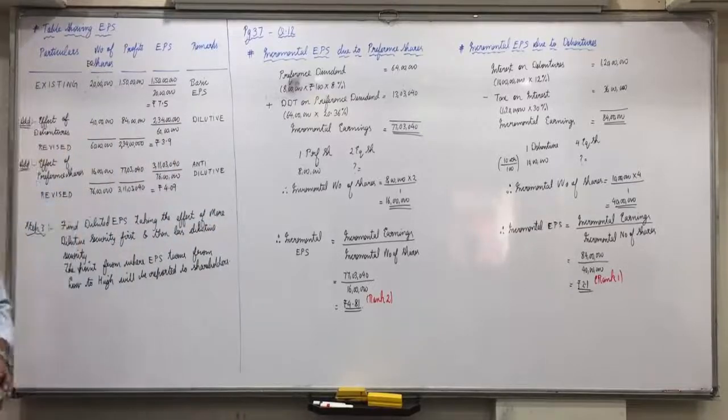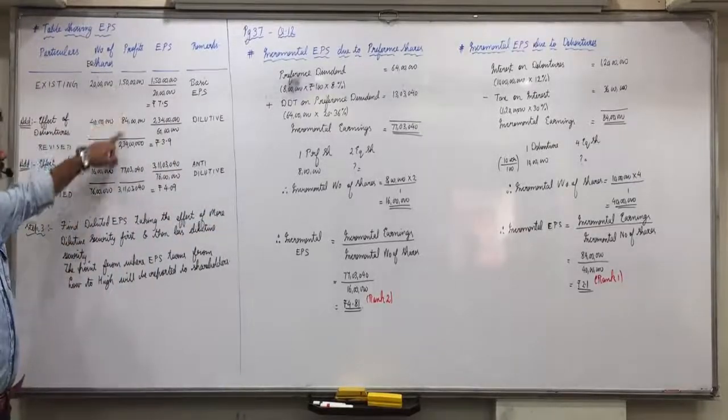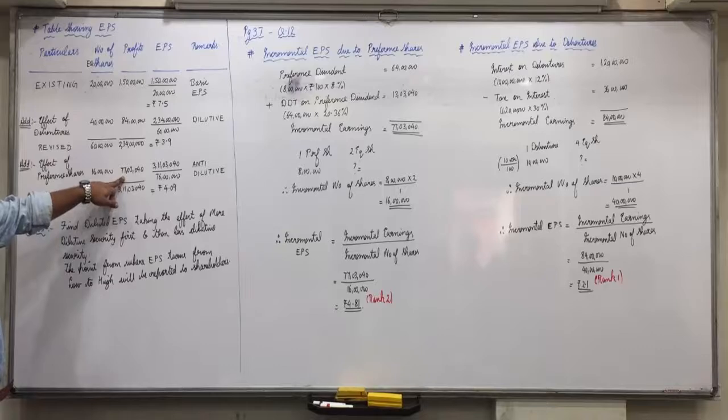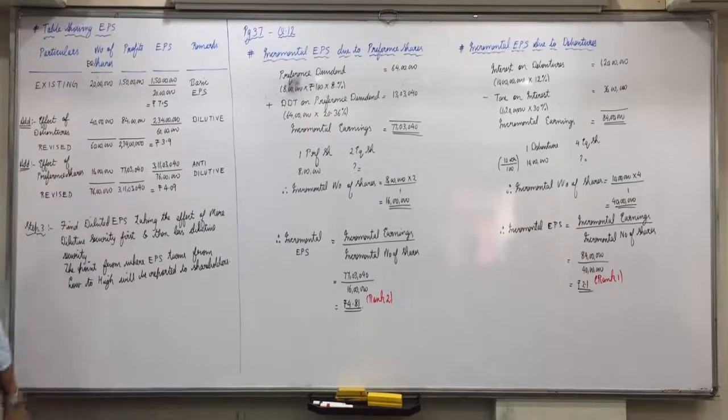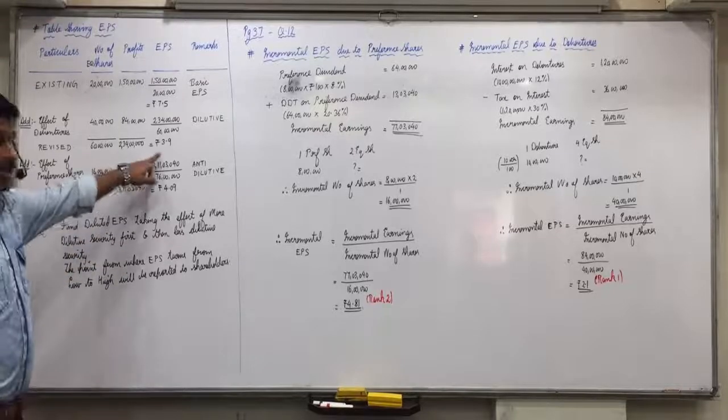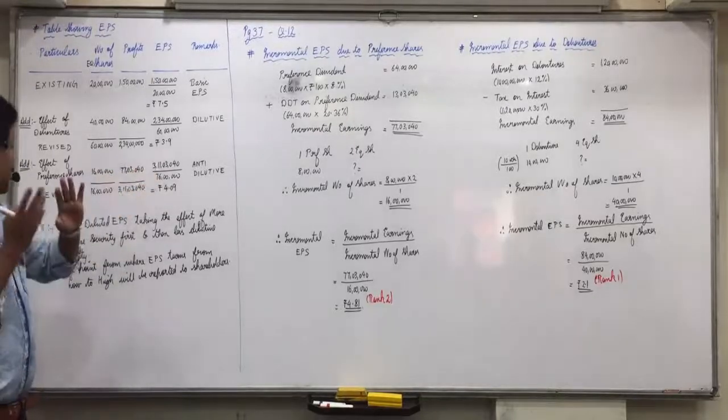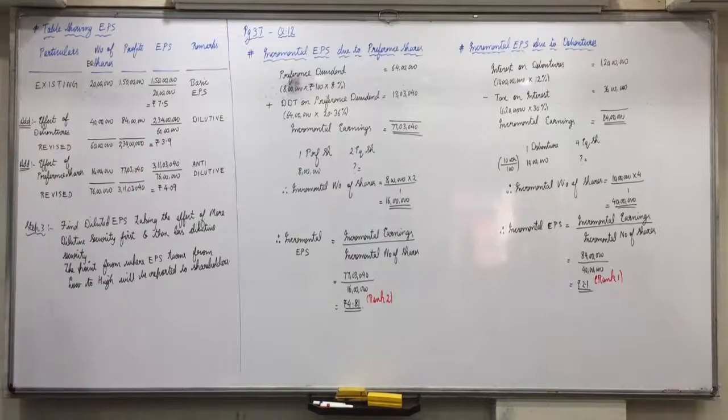So what is the lowest EPS that is going to come down in future? 3.9. Okay, just for example, what is 1 crore 50 plus 77? 227. 2 crore 27 lakh 3040, divided by 36 lakhs. Is it more than 3.9 or not? So even if preference shares get converted first, it will not go below 3.9.